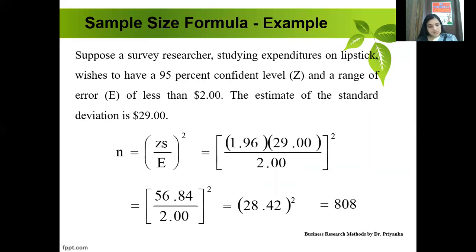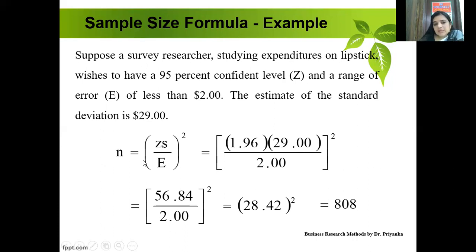Let us discuss it with the help of an example. Suppose a survey researcher studying expenditures on lipstick wishes to have a 95% confidence interval and a range of error of less than $2. The estimate of the standard deviation is $29. So all the values are given to us.